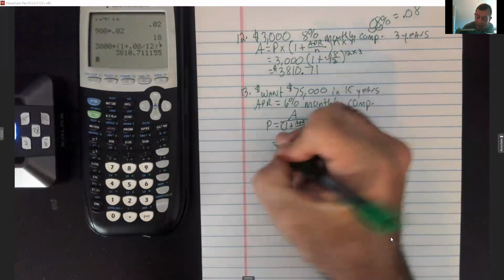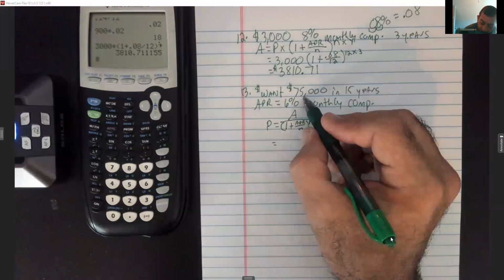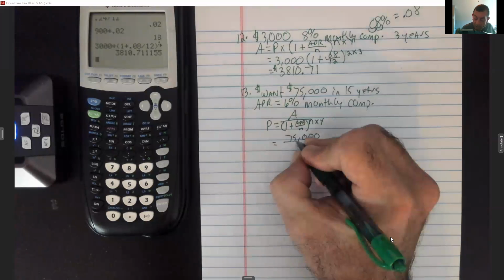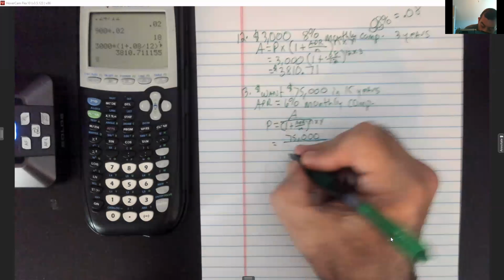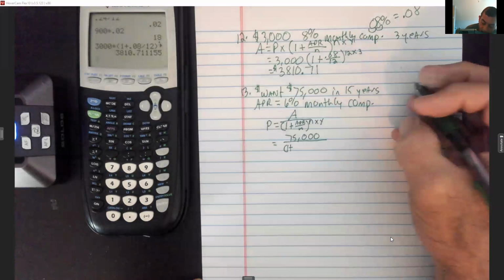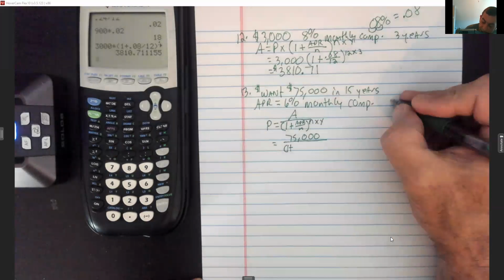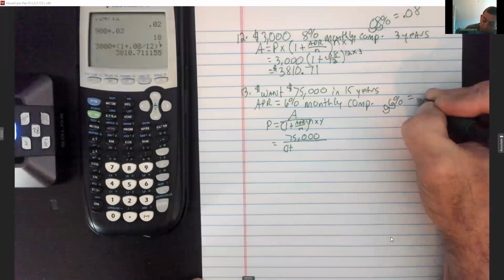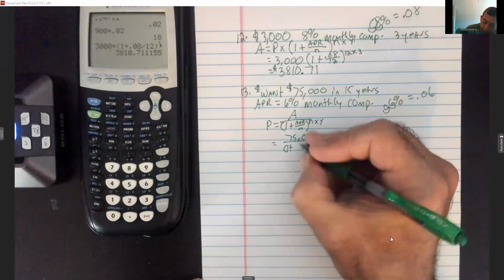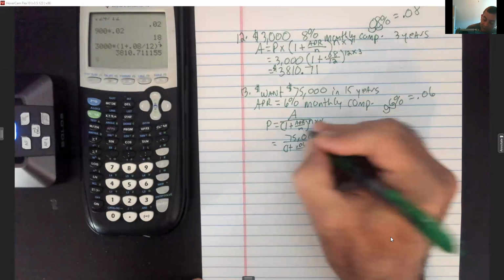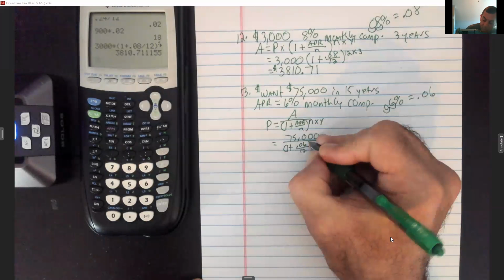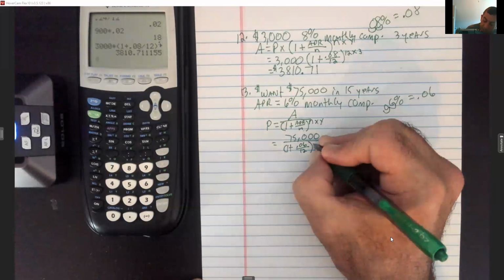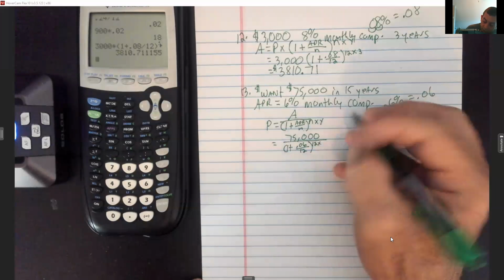So let's see, the amount we want is the 75,000. So now we're going to divide that by 1 plus my APR. So what's my APR? 6%. Got to move that left twice. So I'm going to add a 0. So that's going to be 0.06. Divided by N, monthly was 12 again. So you got 1 plus 0.06 divided by 12. And then this is 12 times the number of years, which is 15.